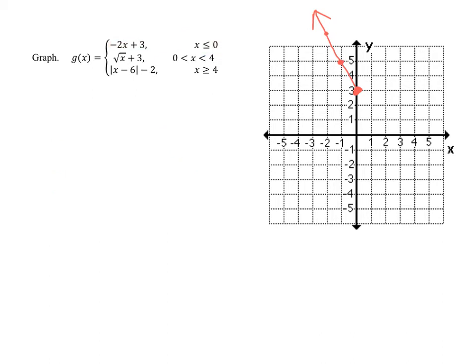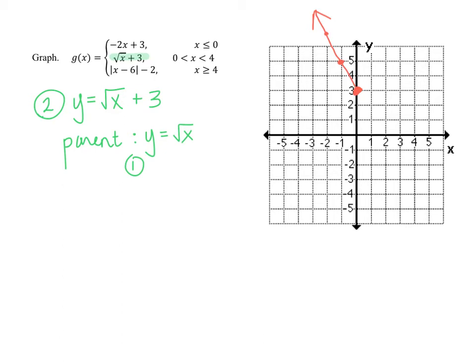Next, we'll move on to the second piece that we want to graph, which is y equals the square root of x plus 3. Now this piece requires that I know what a square root of x graph looks like. So I consider that my parent function. My parent function essentially is y equals the square root of x, and then the plus 3, because it lies outside of the square root, is going to cause us to shift up 3. So if I start by thinking about what a square root of x graph looks like, then I'll easily be able to shift that graph up 3.